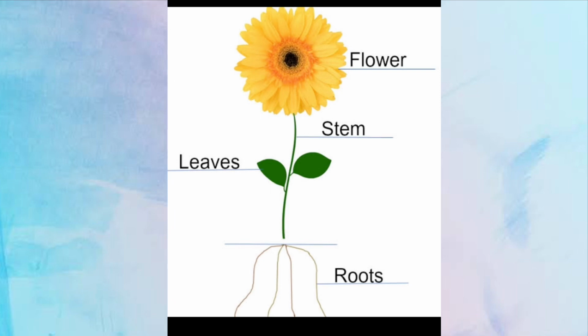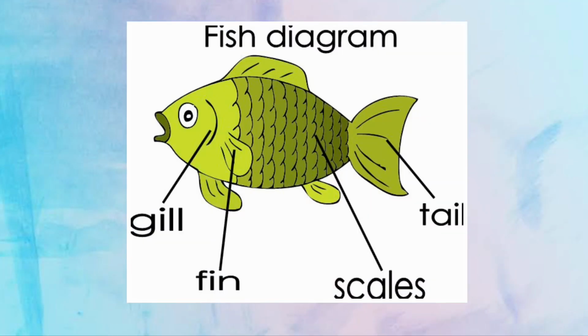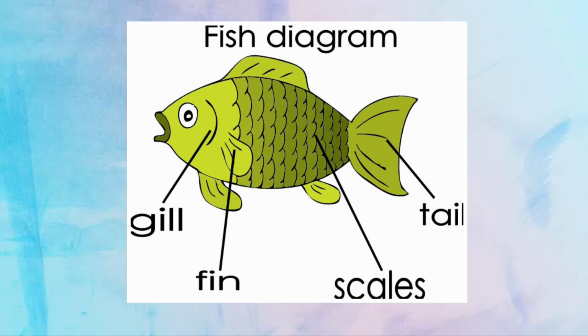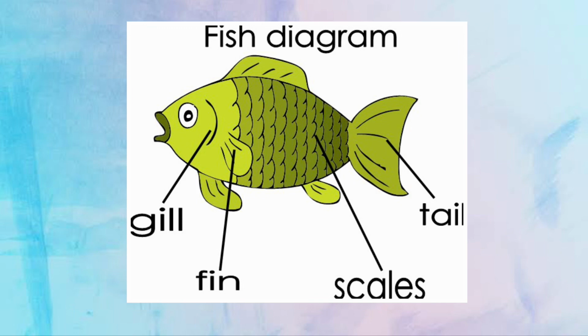This is a diagram of a flower. You can see the different labels it has. It's got the label of the flower, of the stem, of the leaves, and the roots. This is a diagram of a fish. You can see the title at the top. It says Fish Diagram. Can you see how the labels are connected to different parts of the fish with lines? The labels say gill, fin, scales, and tail.